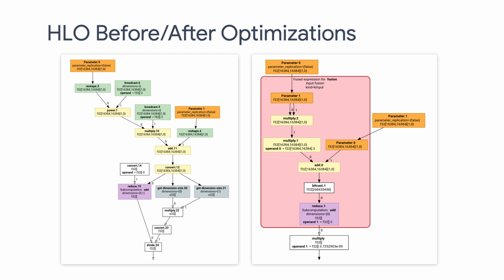On the left, we see the initial HLO for the running example, with no optimizations applied. On the right, the compiler has applied the fusion optimization as shown by the red box. All operations within the red box are fused. They all run within a single kernel. No intermediate results are materialized, and only the input and output memory allocations exist.